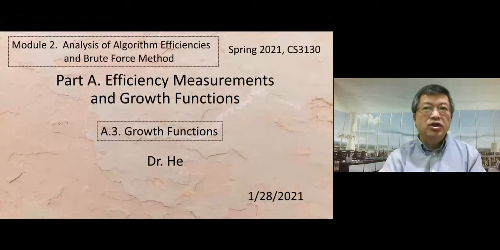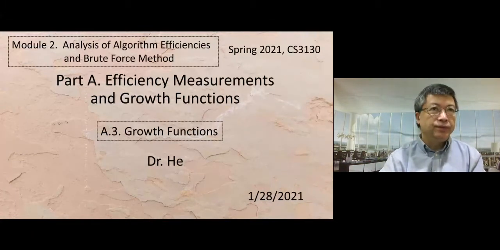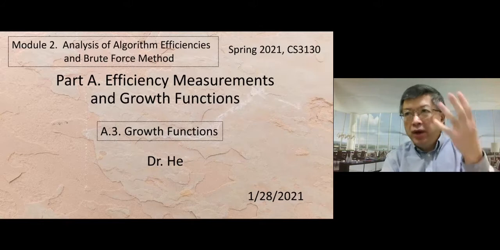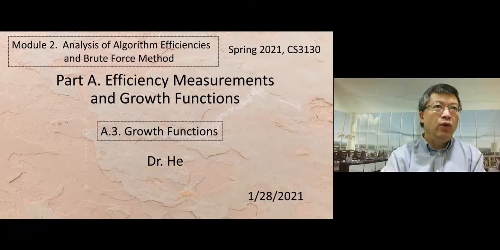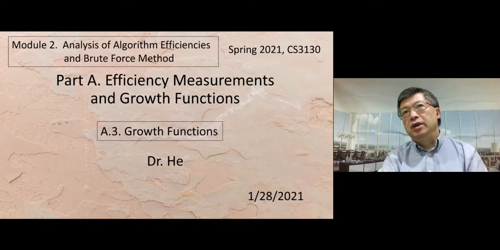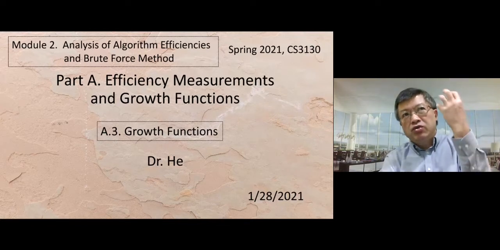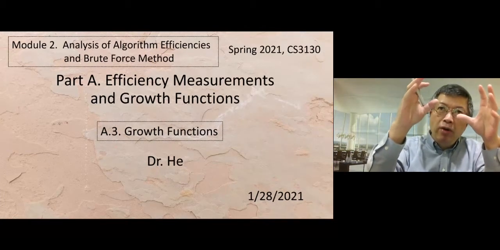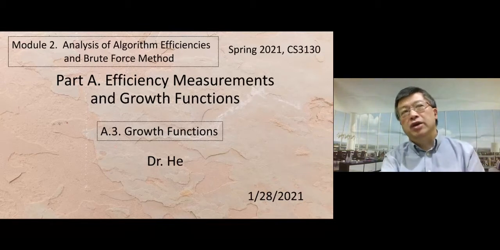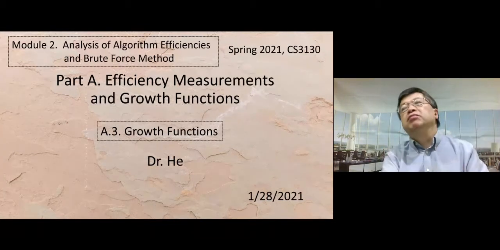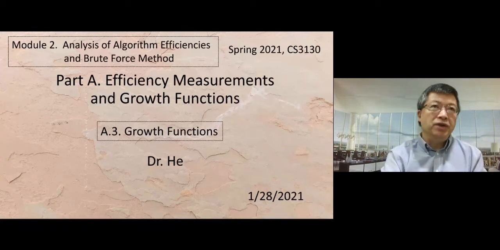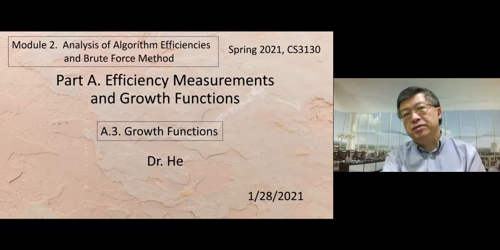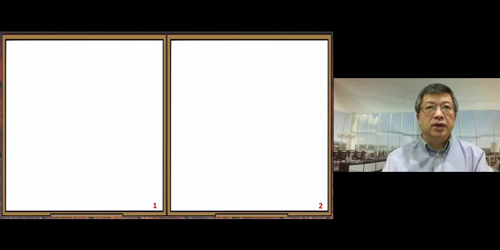But sometimes the function could be very complicated. So for a complicated function, we want to simplify it. So we define this growth function. This growth function only takes the most important part of that function. So we will see. So this concept is very convenient to give us an idea how fast an algorithm is.